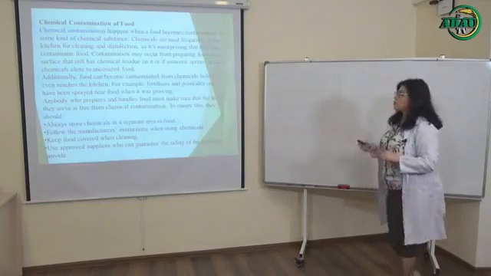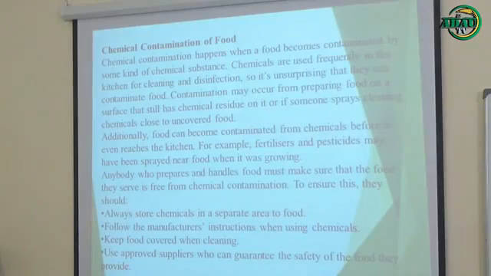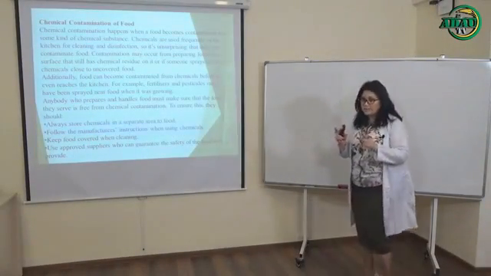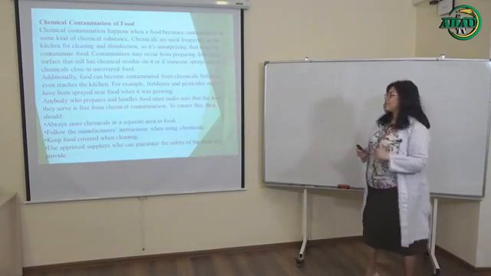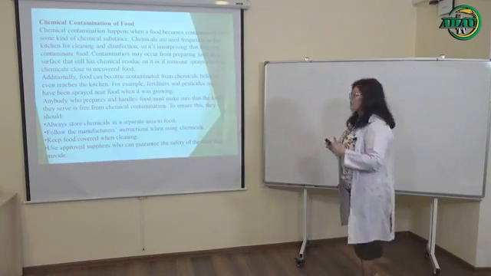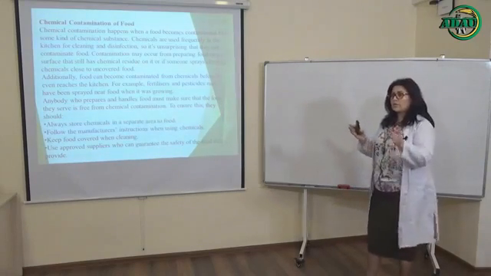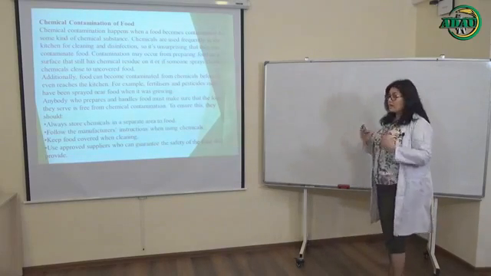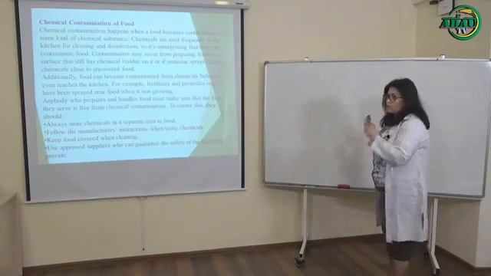Let's continue. So, let's give brief information about all four types of food contamination. First of all, I mentioned chemical contamination of food. What is chemical contamination and how can it occur? Chemical contamination happens when food becomes contaminated by some kinds of chemical substances. Chemicals are used frequently in kitchens and in food companies for cleaning and disinfection. So it's unsurprising that they can contaminate food.